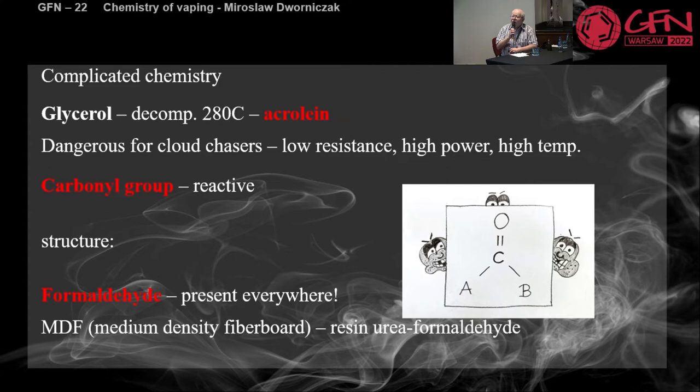The simplest compound containing a carbonyl group is formaldehyde. Probably most of you have heard of it because it's present everywhere. It's present in ambient air. It's present, for example, in high concentrations in so-called MDF, medium density fiberboard. It's used to produce, for example, furniture. There is a resin containing urea and formaldehyde, and it slowly releases formaldehyde for 2, 5, even 10 years, and your rooms are full of formaldehyde.